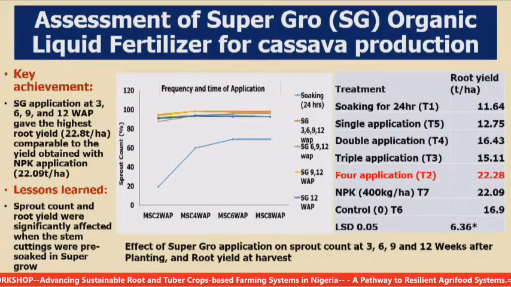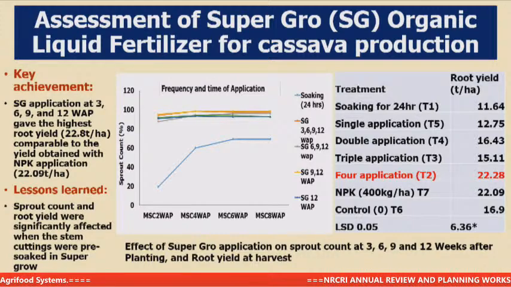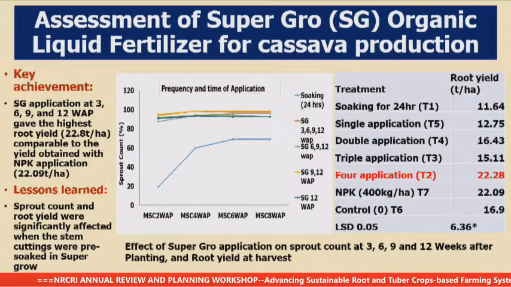So from the results, looking at the sprout count percentage, we found out that when the stakes were soaked 24 hours in the liquid fertilizer, it really affected the sprout count compared to other treatments. The sprout count was lower compared to the other treatments. It also affected the root yield, and soaking the cassava stakes for 24 hours gave the least root yield in tons per hectare.